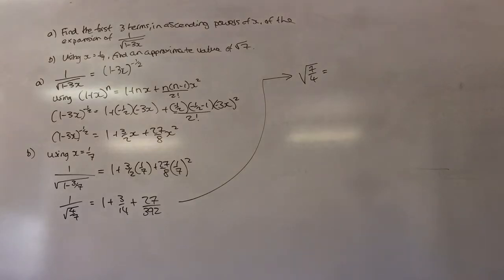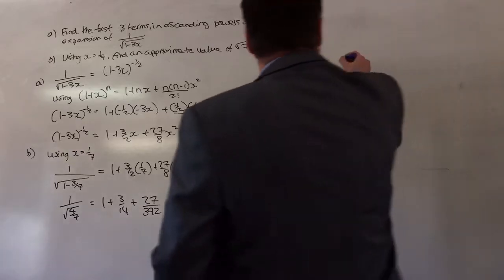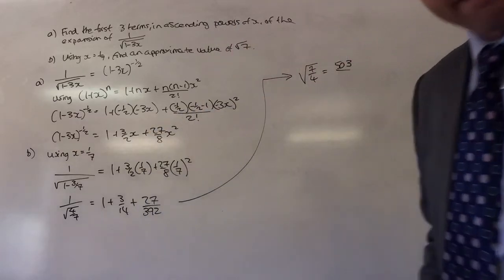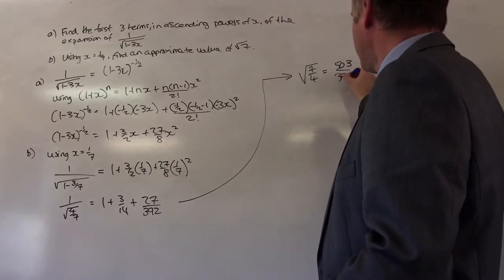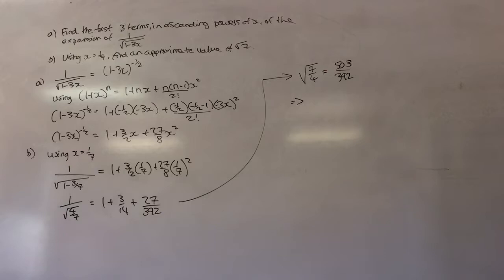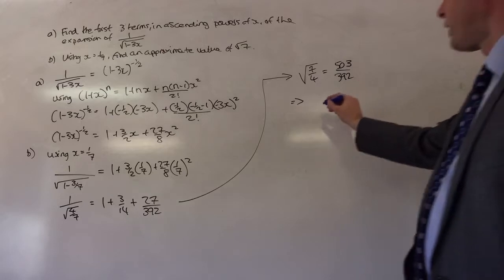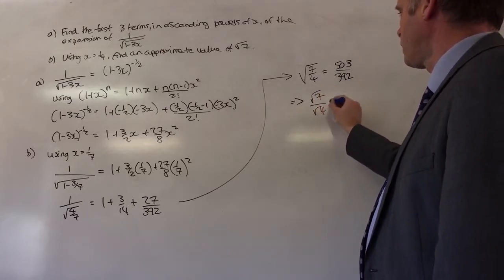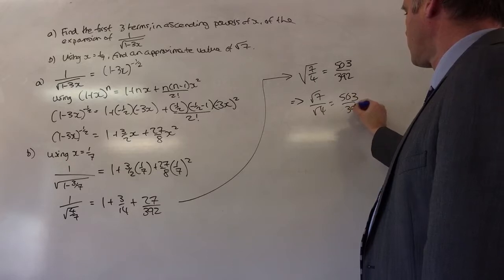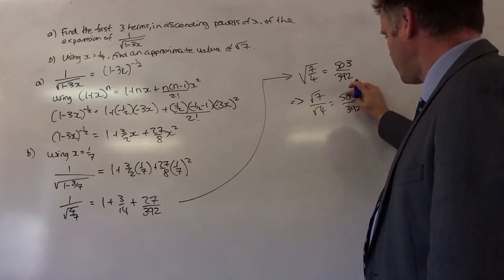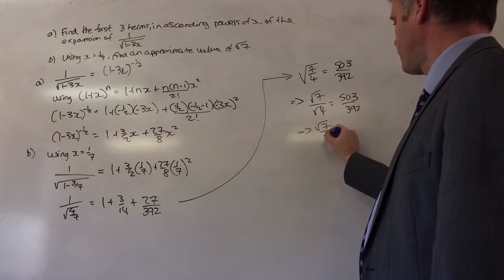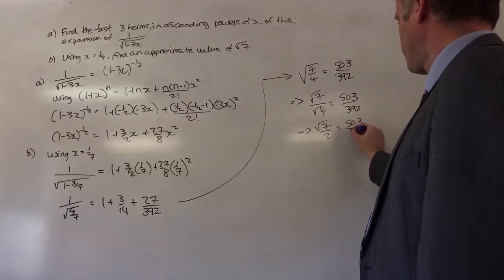I would just shove it all in my calculator, but I was going to try and do as much as I could in my head. But I'm struggling now. We end up with 503 over 392, which is great. So looking at this fraction, if I split that up into 2 square roots, I get on the top root 7 over root 4, brilliant. And square root of 4 is 2, correct? So we get square root of 7 over 2 is 503 over 392.